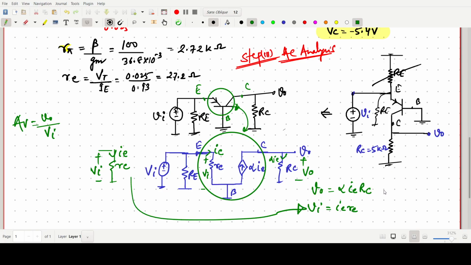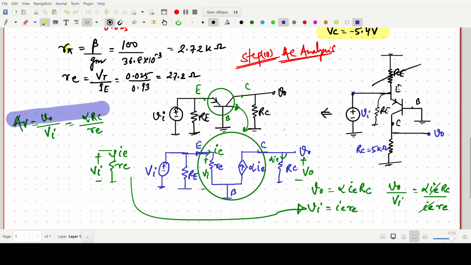So the voltage gain V naught by VI is alpha IE RC by IE RE. IE cancels out. So V naught by VI, I am writing, is alpha RC by RE. That is our voltage gain. So the voltage gain for the common base configuration is alpha RC by RE. It is very simple.